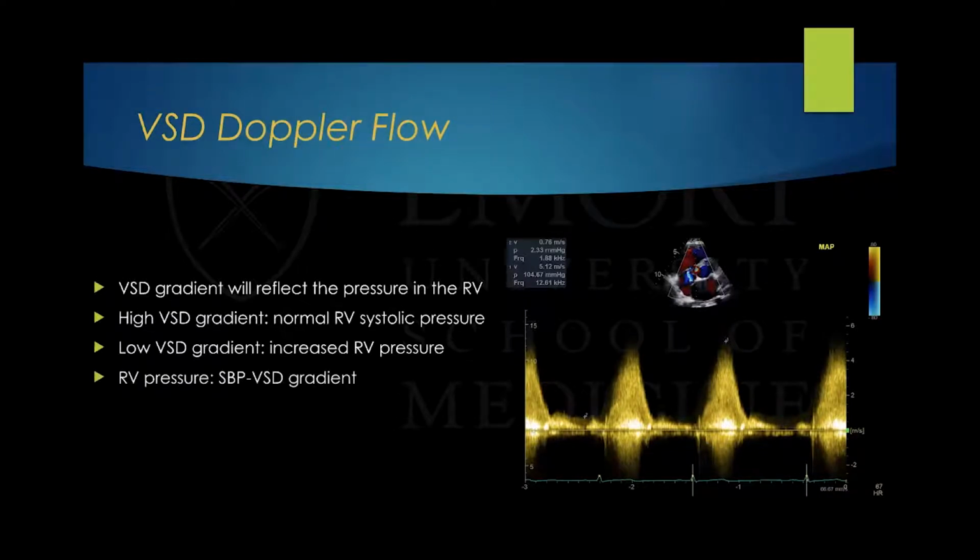Another way of estimating the RVSP is subtracting the VSD gradient from your systolic blood pressure. In this case, the gradient was 104. So most likely this patient had no pulmonary hypertension.